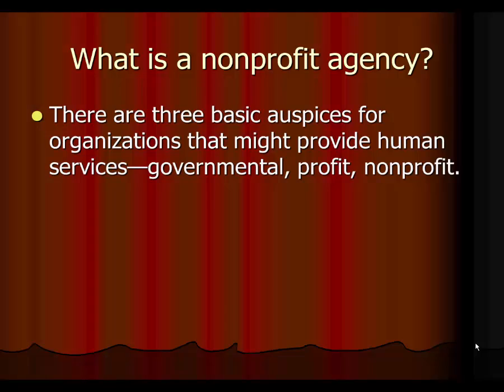Next, I want to talk a little bit about what is a nonprofit agency, because that is the focus of this presentation. There are really three basic auspices for organizations that might provide human services: governmental, profit, and nonprofit. I think everybody knows what a governmental agency is. You probably know what a profit-making one is. Maybe you don't know as much about a nonprofit.